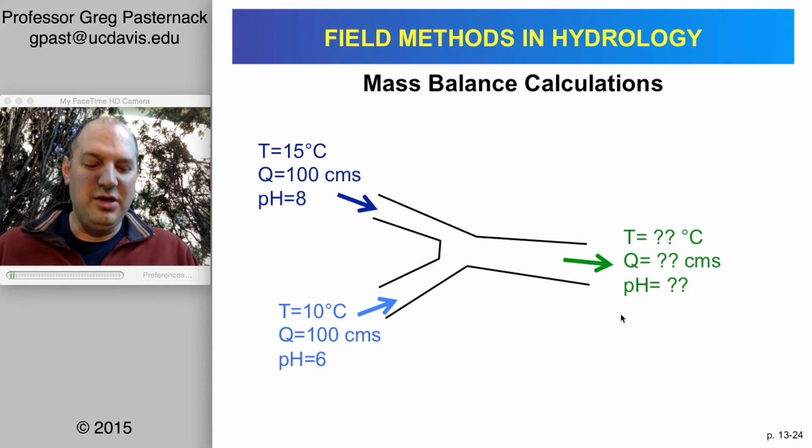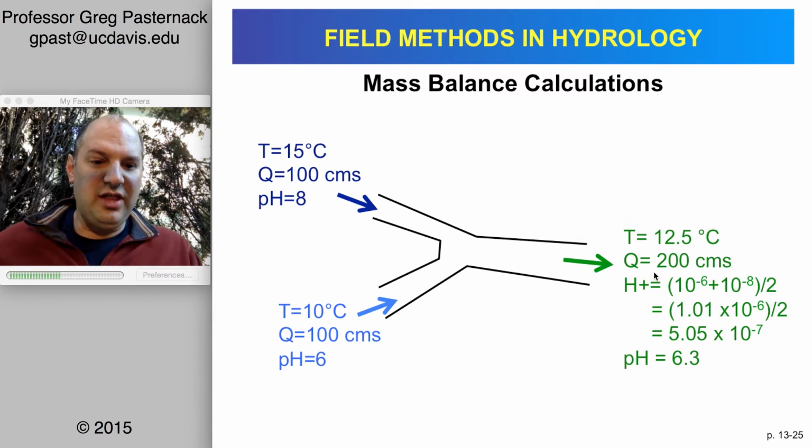Okay, well, you can imagine that the discharge is additive. So let's start there. 100 plus 100. By mass conservation, we would expect 200 cubic meters per second. Temperature is a straight linear function, so we can average that and expect that for equal flow to have a temperature of 12.5 degrees Celsius. So pH is the key, and it's not 7. So I'll show you those calculations.